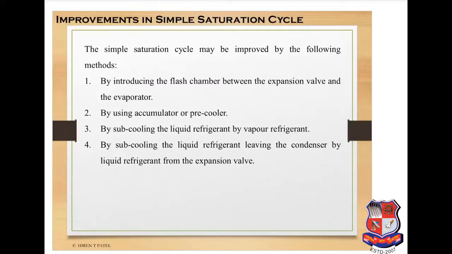Hello everyone, today we are going to discuss improvement methods of the simple VCR cycle. In this video you are going to learn about the different improvement methods for the simple VCR saturation cycle. There are 4 different methods available for the improvement of the simple VCR system.